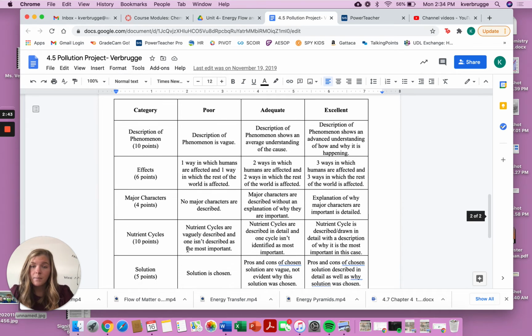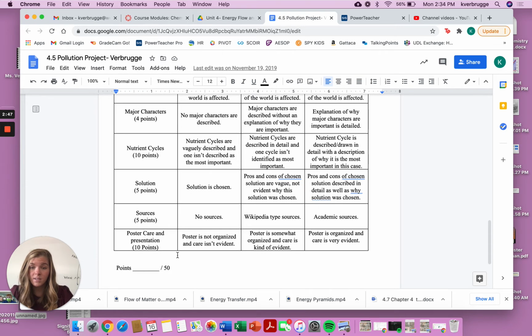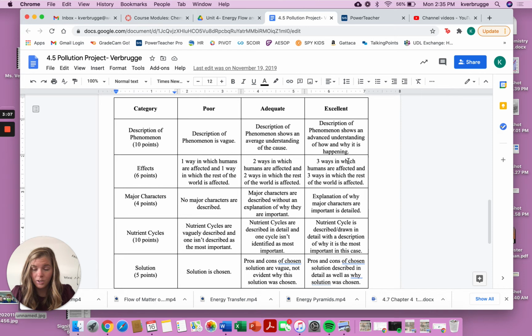If we scroll to the second page here, we do have a rubric with some point values on it. So this is worth 50 points. Okay, I might change it. Actually, I might make it worth 45. I'm still working on my rubric, but it's going to be at least 35 points. So you'll need a description of a phenomenon. Make sure you understand why and what is happening and explain that. And all of this should be on your poster.